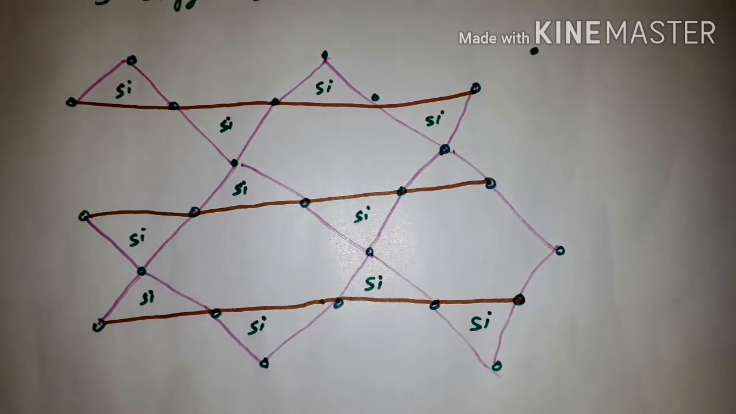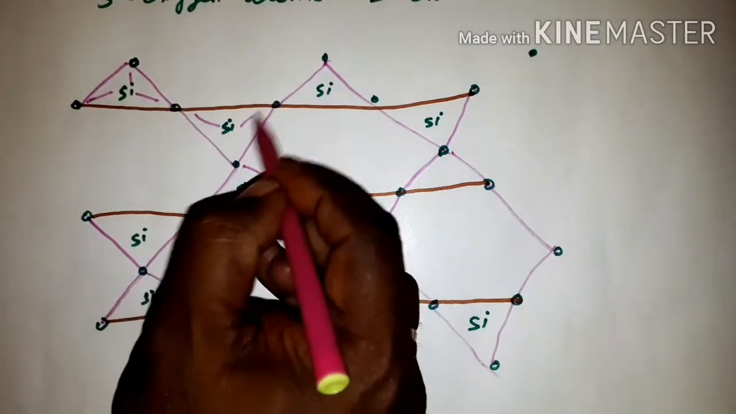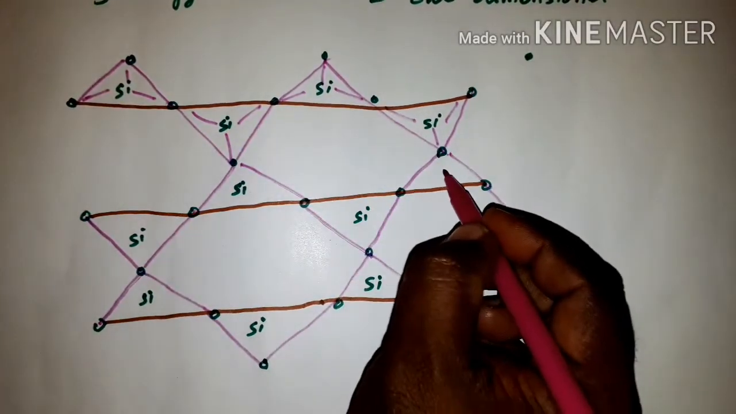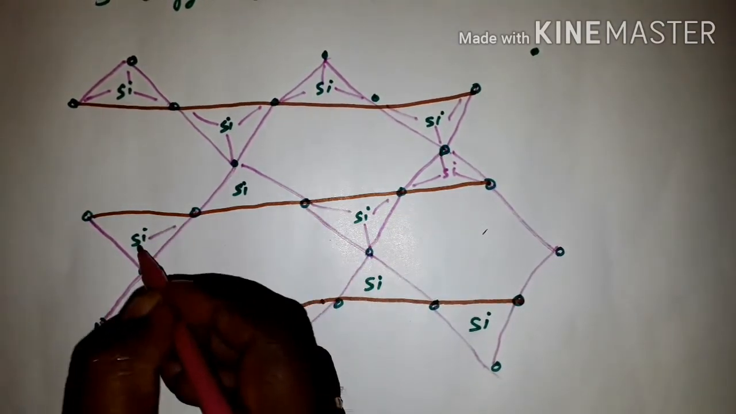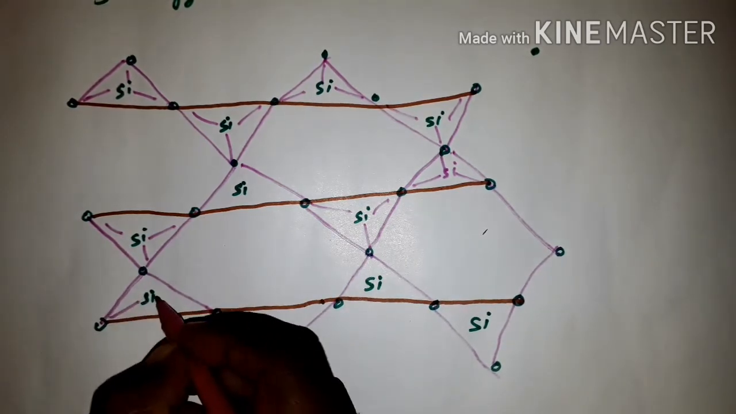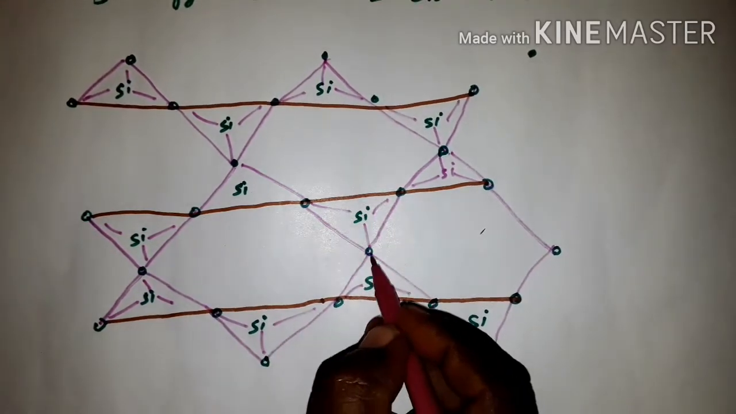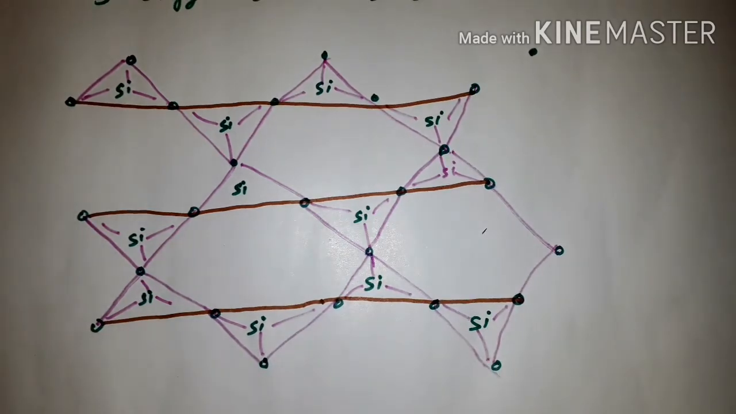Okay. Now make the link between all the silicon atoms. Here also one silicon atom. This is the sheet or pyrosilicates. So hope you understood the structure, how to draw the structure.